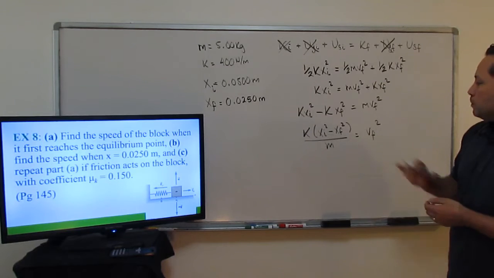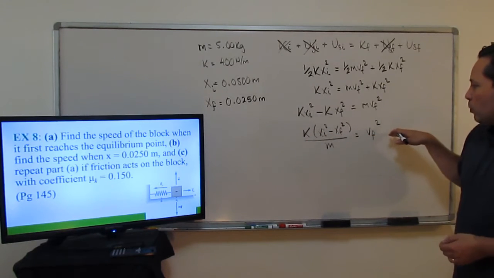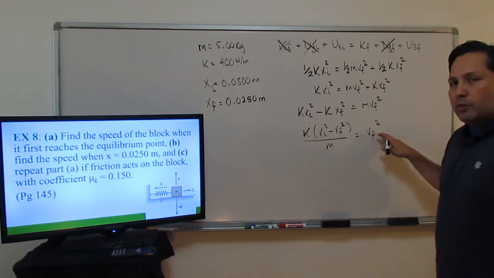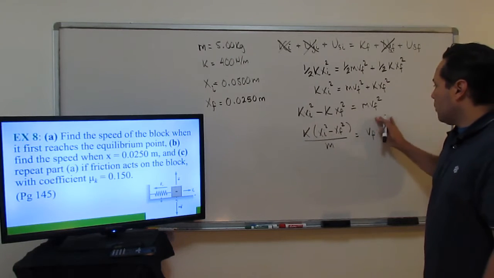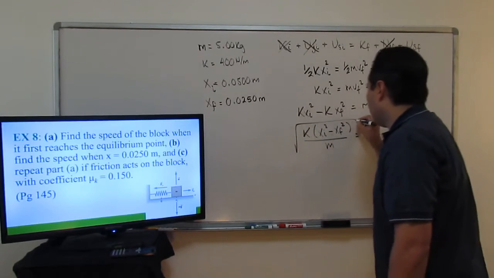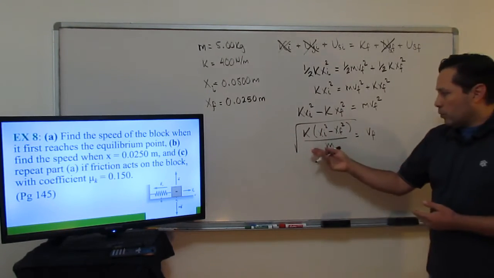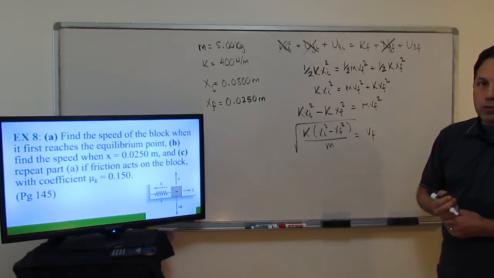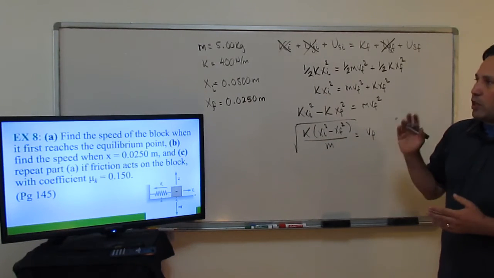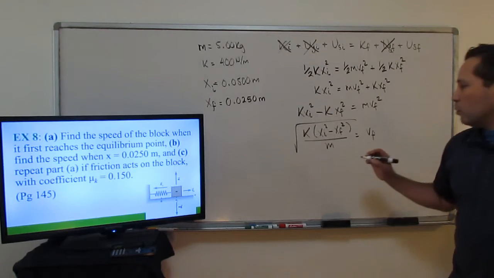Now, we're going to square root both sides so we can just have the velocity final by itself. So I'm going to erase this and put a square root symbol right there. So the square root of that is going to give us our velocity final. Then from there on, we just have to plug in our values and we'll get our answer.